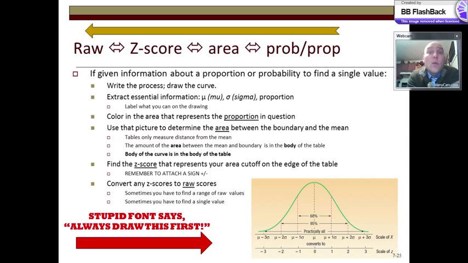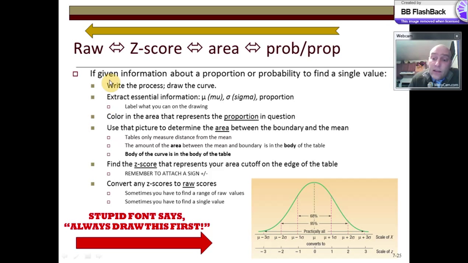Alternatively, you may be given a probability or proportion and asked to find the raw score that cuts that off. Always draw that first. Write the process, draw the curve. Extract the essential information and label what you can on the drawing. As it turns out, those steps are the same almost always.